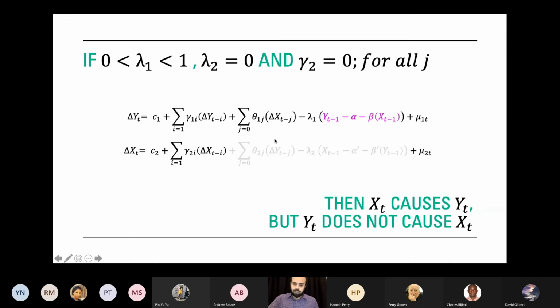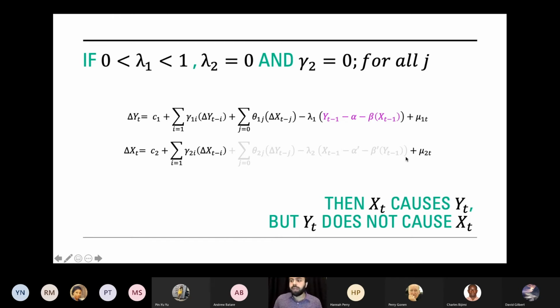But what if this term as well is statistically insignificant? Then we can say that XT can only be explained by its own past values. YT does not explain XT, but XT explains YT. That tells us something very intuitive. It tells us that XT is a part of the equation for YT, which means XT causes YT. But YT is not a part of the equation for XT. All of these terms, which include YT, are statistically insignificant. So YT does not cause XT.